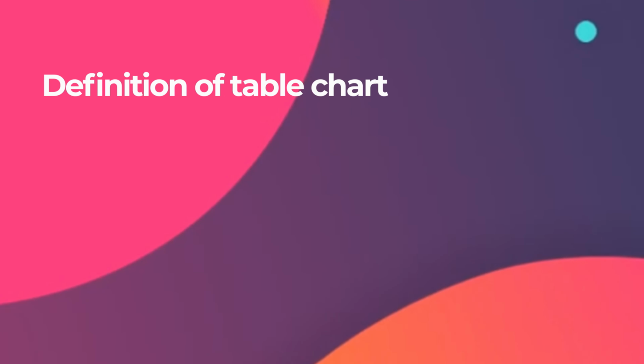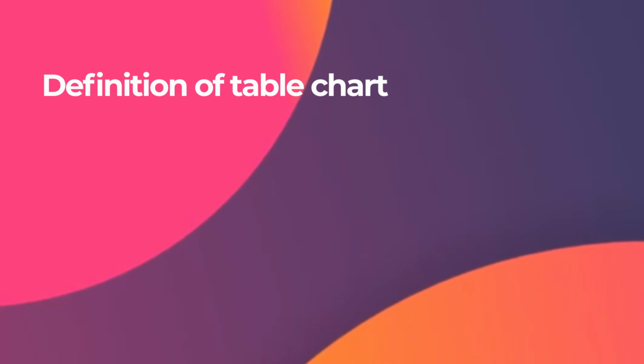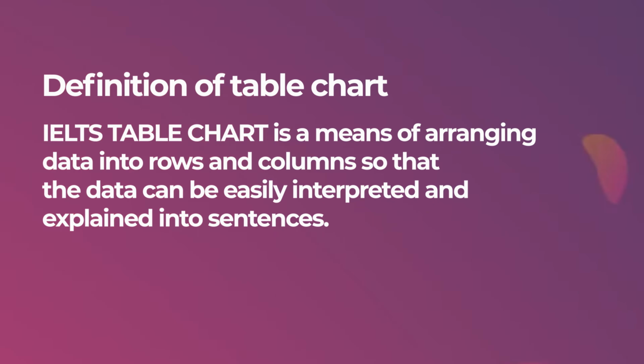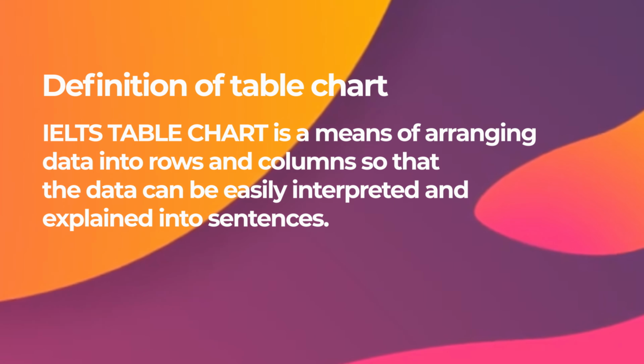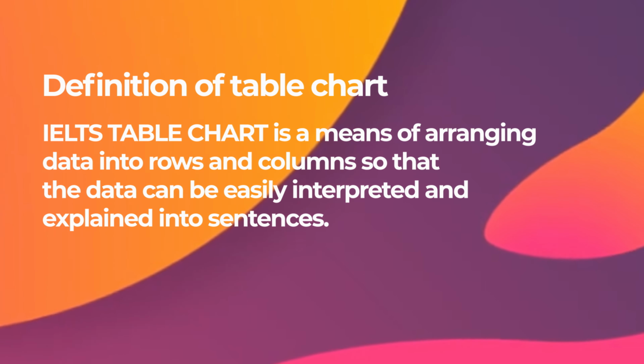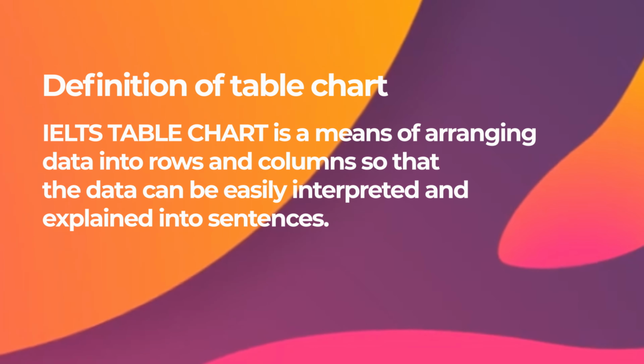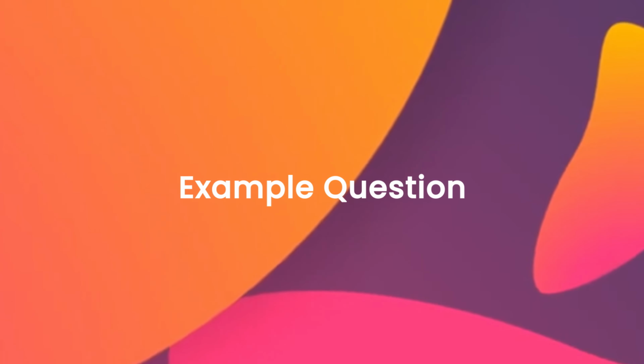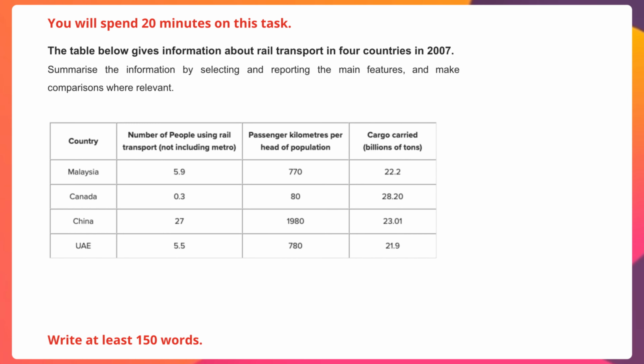What is a table chart? Or I would say, what is the definition of a table chart? An IELTS table chart is a means of arranging data into rows and columns so that the data can be easily interpreted and explained into sentences. Let's understand this question task with an example question.